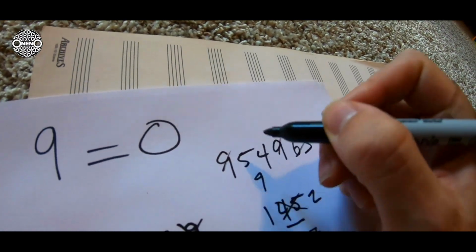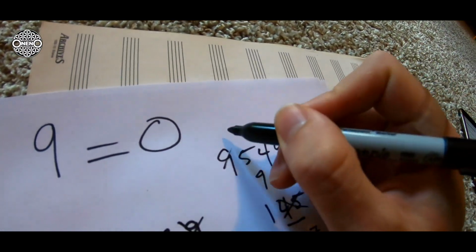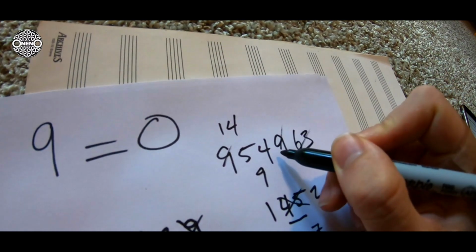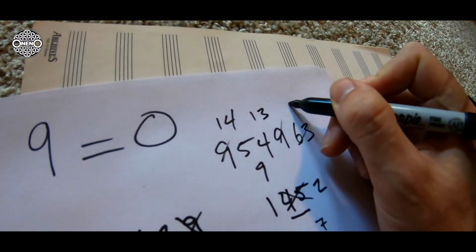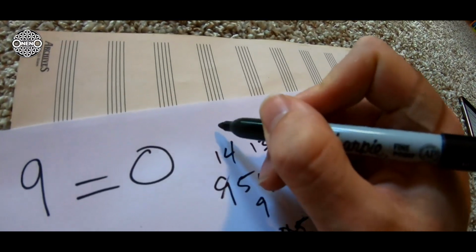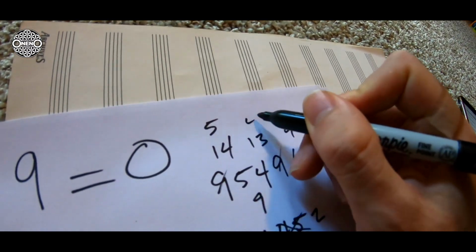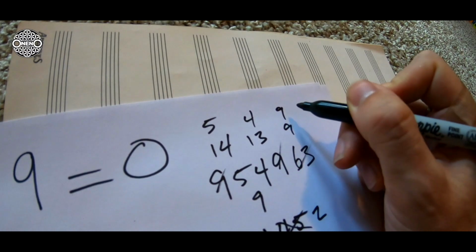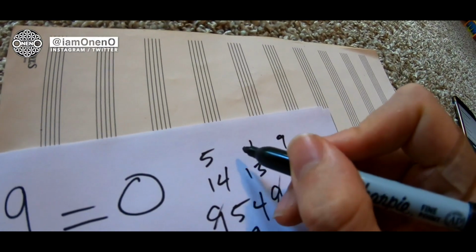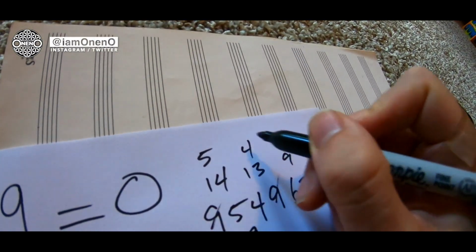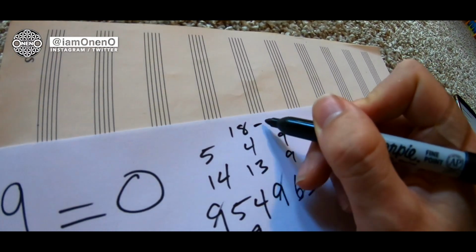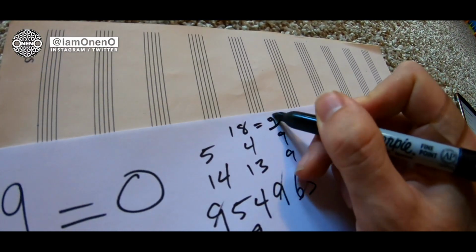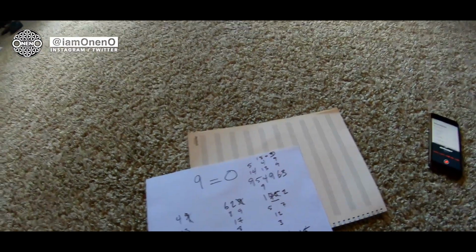So 9 plus 5 would be 14. 4 and 9 would be 13. 6 and 3 would be 9. Then this would total 5, this would total 4, this would total 9 still. And then we have 9 plus 9, which would give us 18. And then we know that 1 plus 8 equals 9. So that is still our final number.